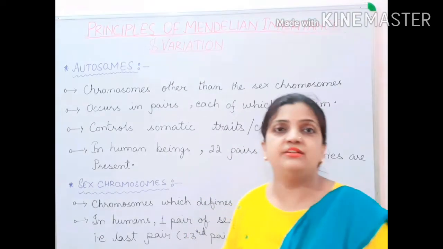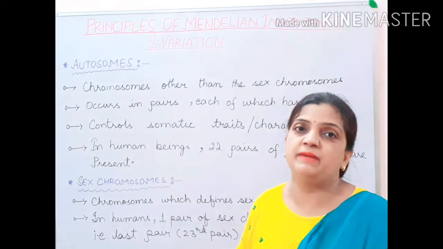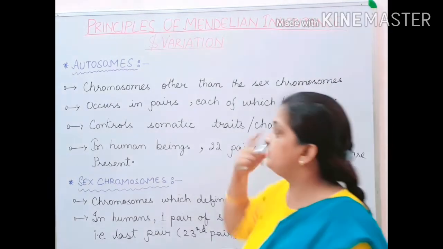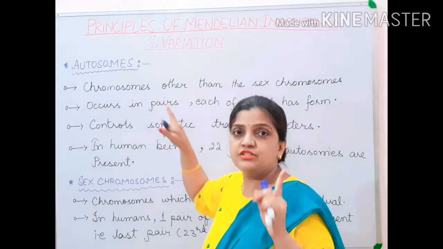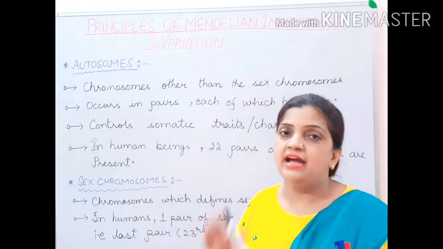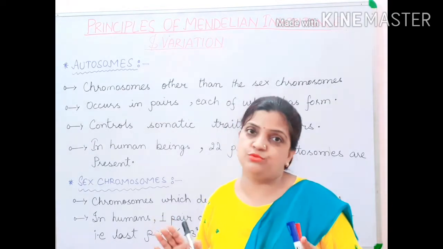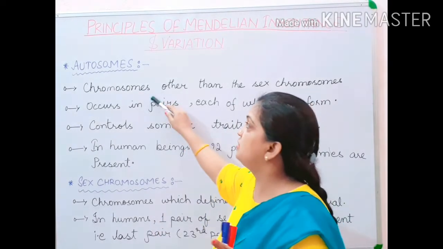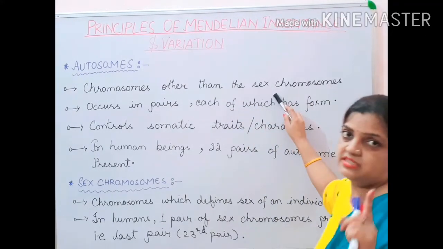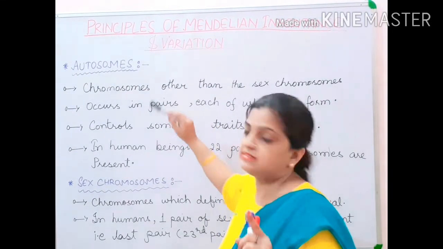I have explained it very clearly in the photomicrograph of chromosomes while explaining karyotype. Now children, the first 22 pairs present in human beings are autosomes, and the last one pair is your sex chromosomes. So autosomes are the chromosomes other than the sex chromosome. Hope children you have understood the meaning of this sentence.